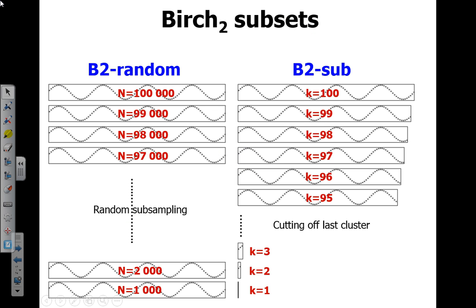And merge 2 has also been used in the following way. We reduced the number of data points first by random subsampling. Here on the left, we have created a sequence, V2 random, by randomly removing 1000 points from here to here. Then 1000 more points have been removed, and so on, until we reach 1000 points. So this creates a series with a varying number of data points.